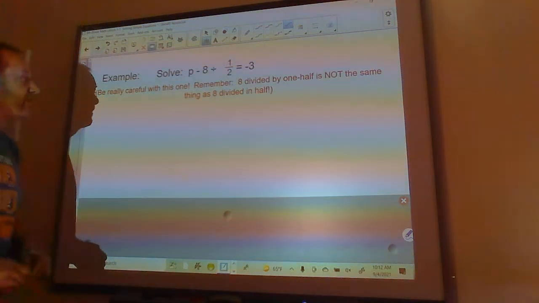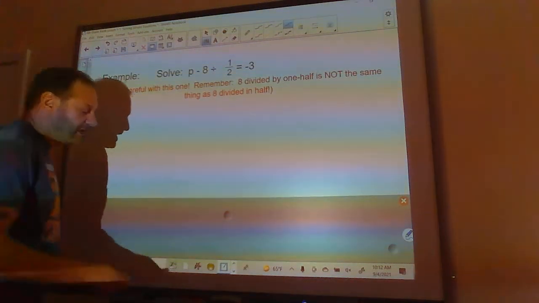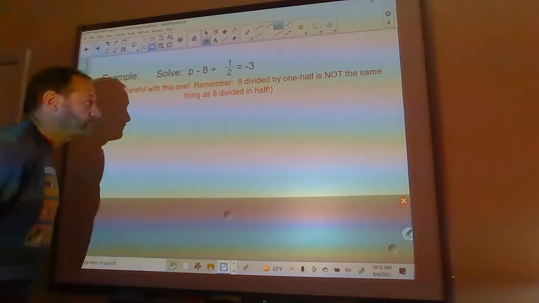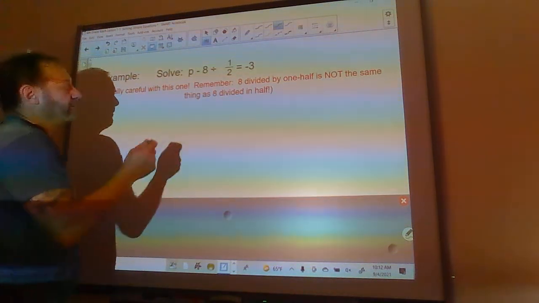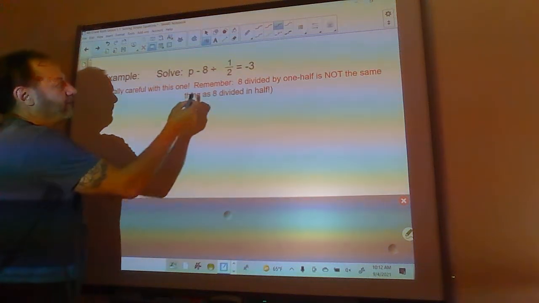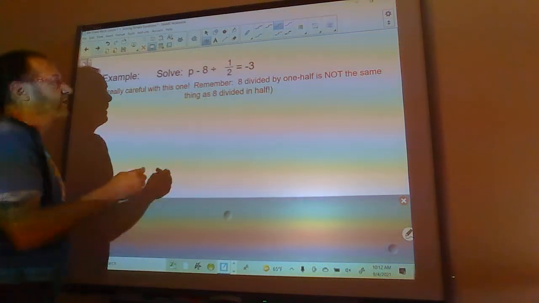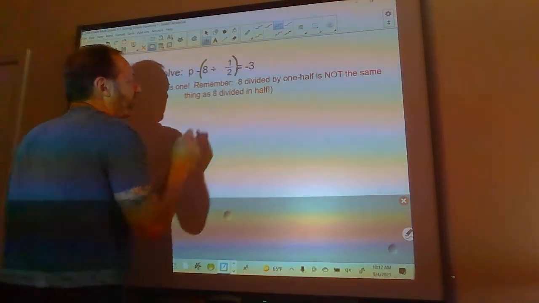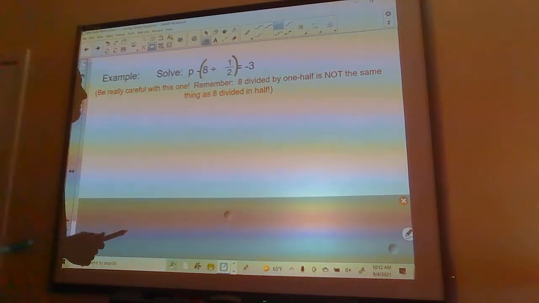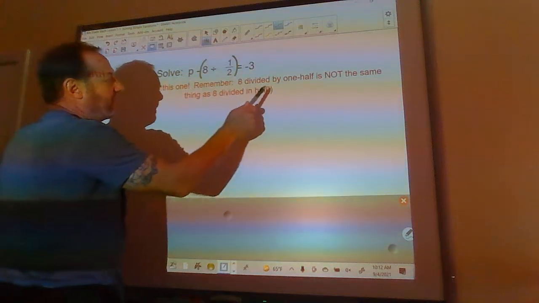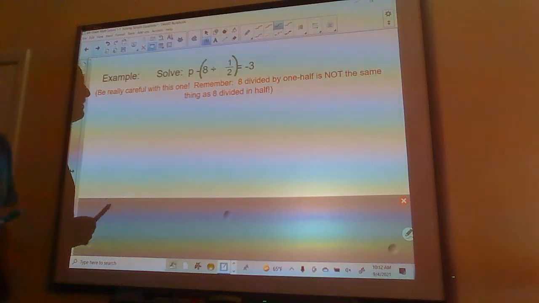Okay, solve this equation: P minus 8 divided by 1/2 equals -3. Now, there's a little bit of a tricky thing here. Be very careful on this one. The first thing is you've got to know your order of operations. We did a problem just exactly like this before, but it didn't have a fraction right here. So you're going to do this part first because that's your order of operations. Division comes before subtraction. However, keep in mind that 8 divided by 1/2 is not the same thing as 8 divided in half. Those mean two different things.